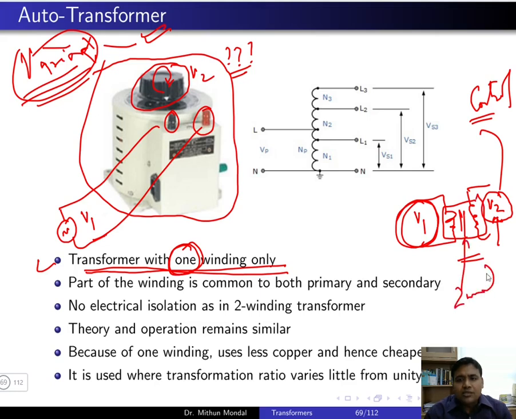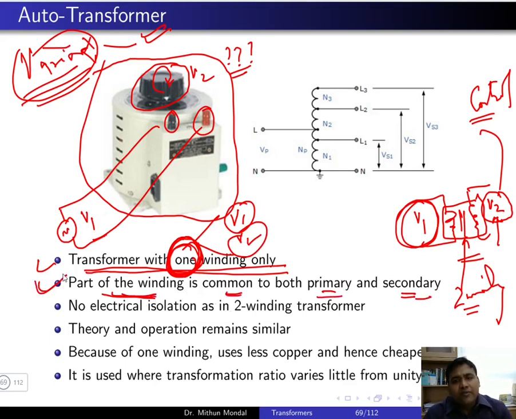Two windings means you have a primary winding and a secondary winding, and the primary winding is connected to the supply and the secondary winding is connected to the output. Here we will be having one winding which will be used for V1 and V2. So both V1 and V2 will be part of the one winding only. So part of the winding is common to both the primary and the secondary circuit.